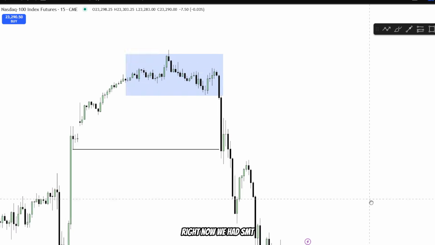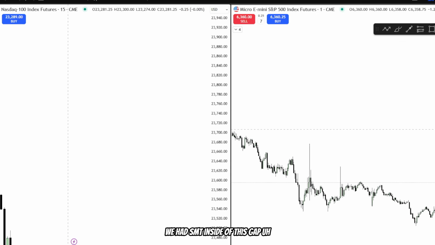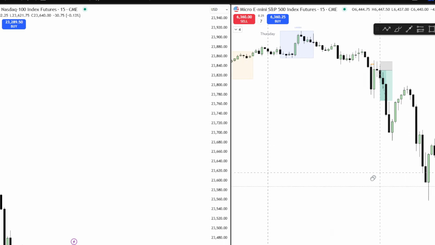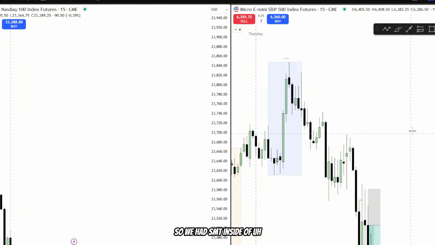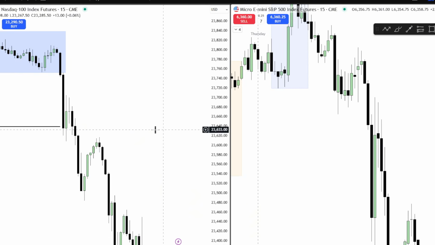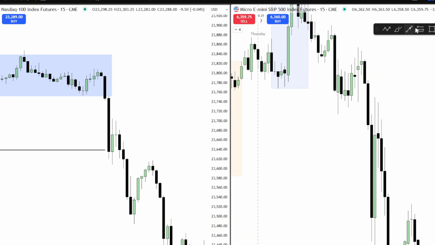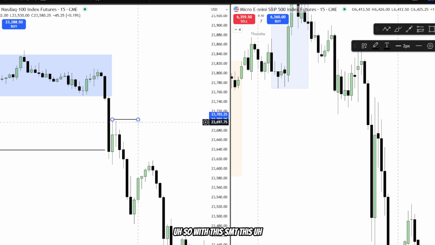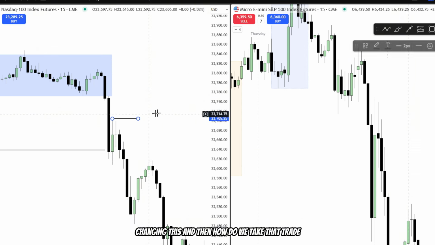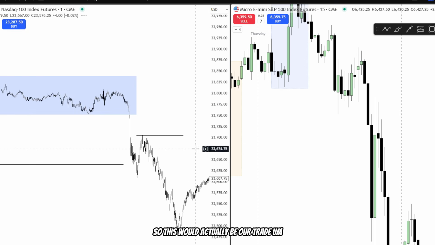Now we had SMT. Let me show you. We had SMT inside of this gap. Let me just remove all the drawings so you can see this gap. We had SMT, right? So with this SMT, this change in state of delivery, how do we take that trade? So this would actually be our trade.